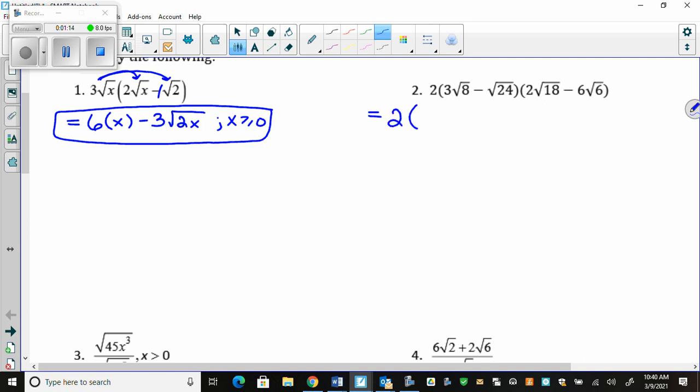2, bracket, 3. The 8 can become a 4 and a 2. The 4 comes out and becomes a 2. Minus root 24 can break down into 4 and 6. The 4 can come out and become a 2. Bracket 2, 18 can break down into 9 and 2. The 9 can come out and be a 3. And then 6 I can't do anything with.